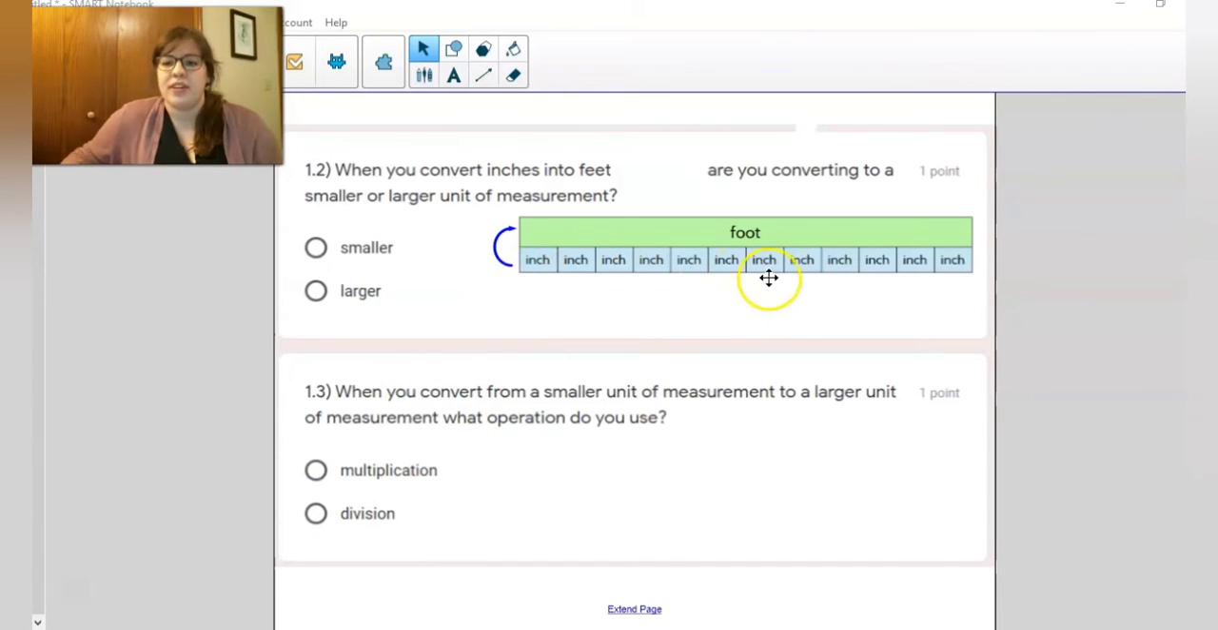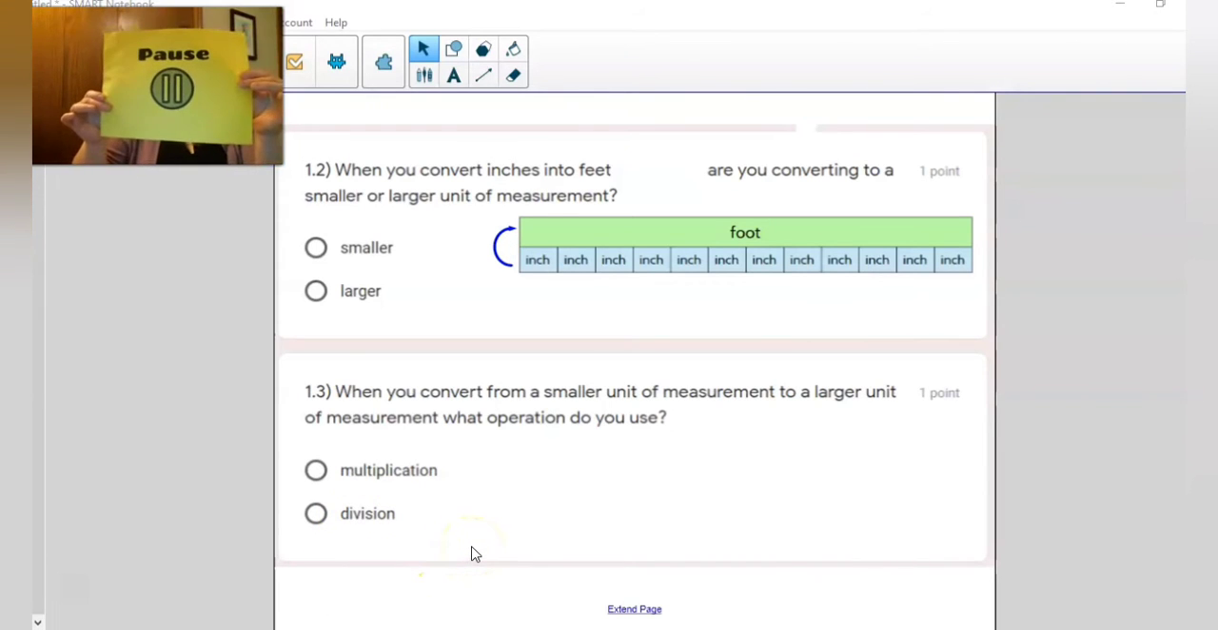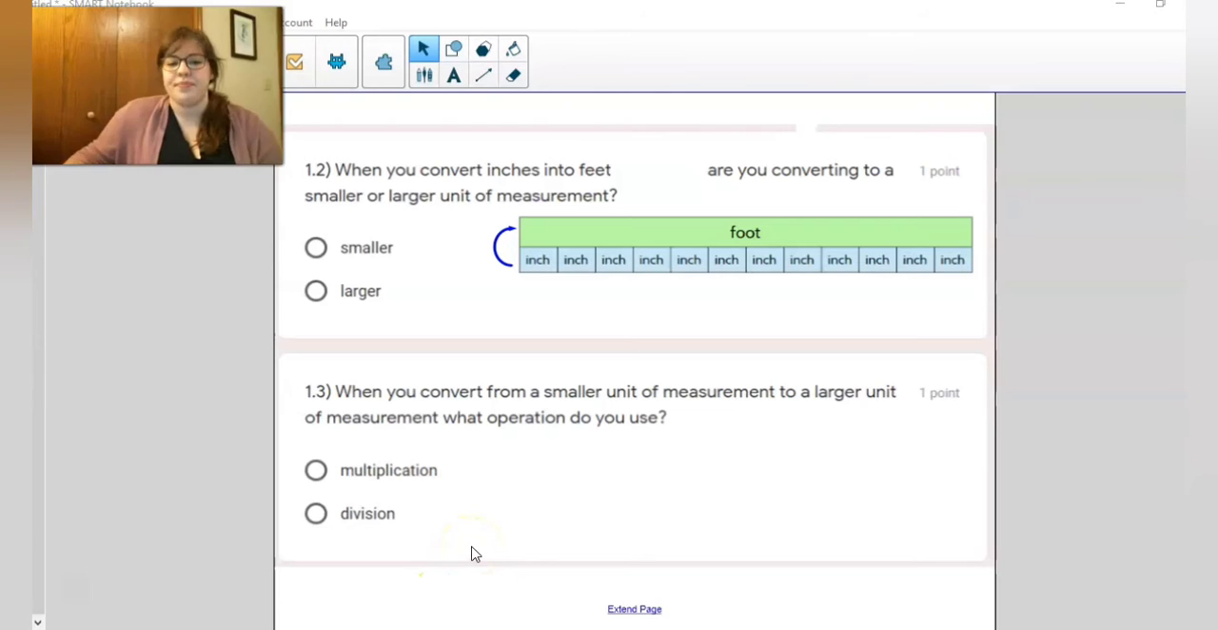So if there are 12 inches on the bottom and they are the same length as 1 foot, if you're starting with 12 units and you're going into 1 unit, your number of units is decreasing. And with division, the units you have decrease. They're not going to go up in number, they're going to go down. So your answer for this one is division. You can pause the video now to record this answer.